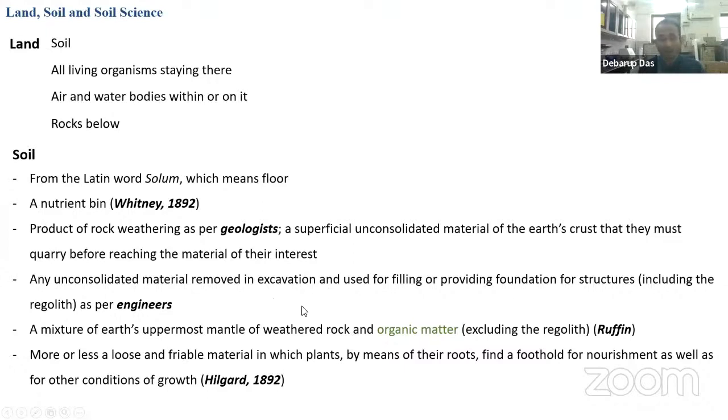But for us, this is not the soil actually. The soil definition for us is something different, that is for agriculturalists, or soil scientists belonging to agriculture. It starts here: a mixture of earth's uppermost mantle of weathered rock and organic matter. Somewhat we are entering into it. So there must be organic matter along with weathered rock, and excluding the regolith. Regolith means only the broken rocks, that means unconsolidated material made up from the rocks when the rocks get disintegrated and form this regolith. But excluding that, the uppermost part, along with organic matter, is the more comprehensive definition: a more or less loose and pliable material in which plants, here Hilgard has considered plants also, by means of their roots, find a foothold for nourishment as well as for other conditions of growth.